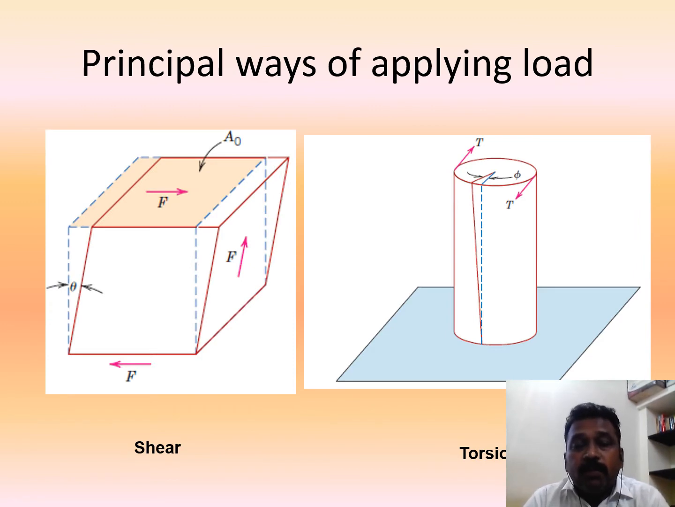You can see shear and torsion also. The forces are acting on the sides, and the material gets deformed at an angle of theta in the case of shear load. In torsion, T is represented as the torque, which is the twisting moment, at the angle of phi. So this is the torsion load.